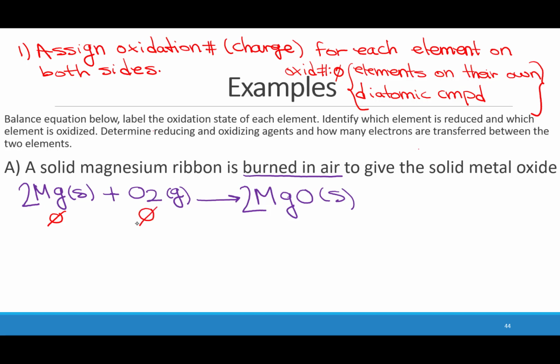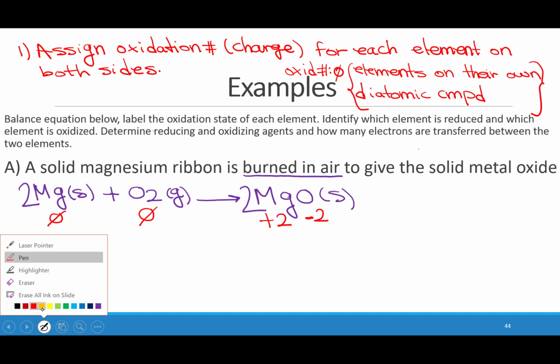Okay, now magnesium oxide. What is the charge of magnesium oxide? Magnesium is in group 2 on the periodic table. Its charge is +2. Oxygen is in group 6. It's -2. Then charge or oxidation number has nothing to do with balancing. These are two separate topics.